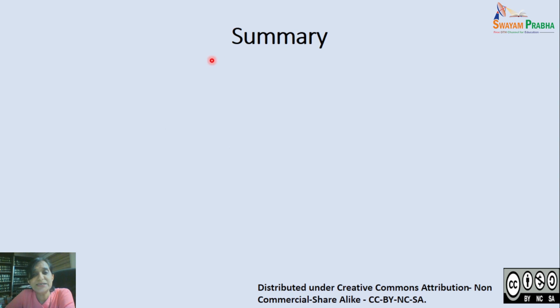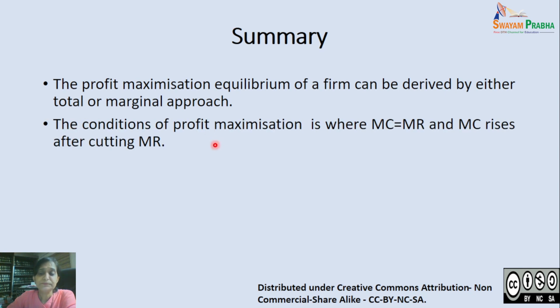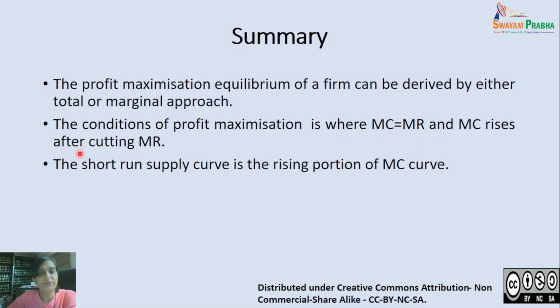So let us summarize today's lecture. We have talked about how the profit maximization equilibrium of a firm can be obtained using either the total approach or the marginal approach. Then we said what the two conditions of profit maximization are: marginal cost is equal to marginal revenue, and marginal cost rises after cutting marginal revenue. Then what is your short-run supply curve? It is the rising portion of your marginal cost curve, after your average variable cost is minimum.